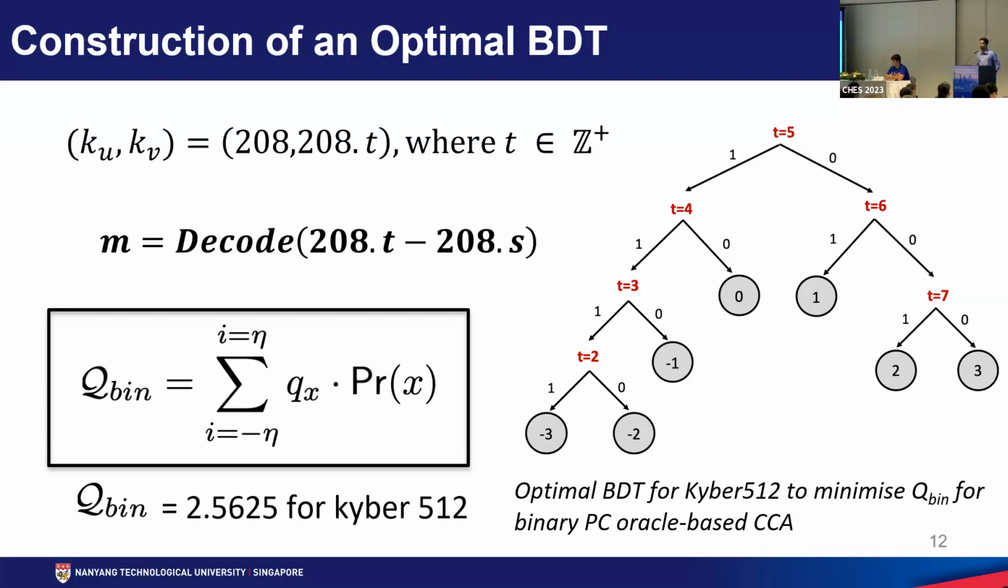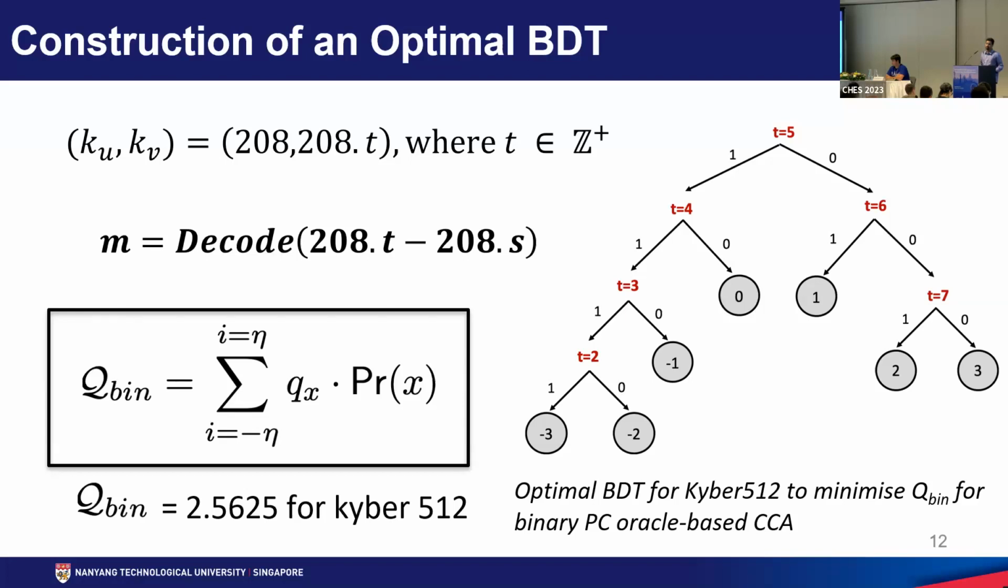The secret coefficients in Kyber follow a centered binomial distribution. So -1, 0, and 1 are more significant than -3 and -2 because they appear more frequently. So we tried recovering the secret coefficients that appear more frequently in a lesser number of queries. This will minimize the total number of queries required to retrieve the entire secret key. This can be calculated using this equation, where q_x is the number of queries required to retrieve the secret coefficient x, and Pr(x) is the probability of appearance of the secret coefficient x from the centered binomial distribution.